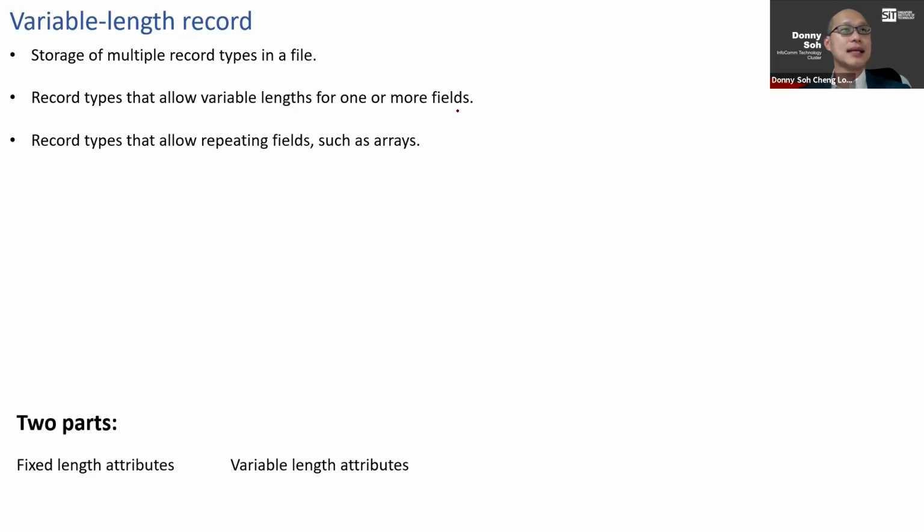The second way of doing it is the variable length record. In the variable length record, you are allowed to store multiple record types in a single file. So this allows variable lengths for one or more fields. For example, you may have a variable character, which allows for variable lengths, and so it's easier for you to keep note of this kind of records. And it allows repeating fields such as arrays.